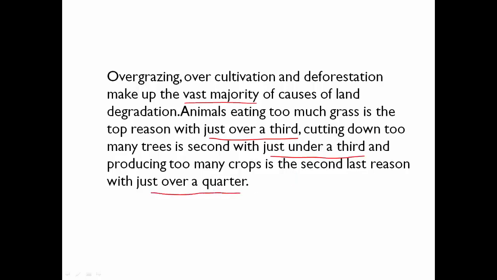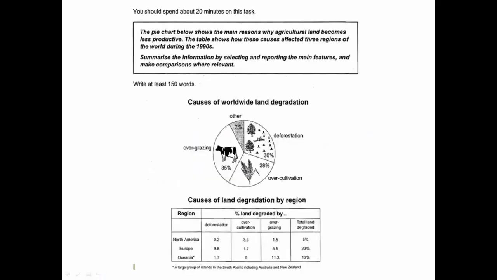So underlined is my data. Just over a third, just under a third, and just over a quarter. There are some other things I want you to think about. I've changed overgrazing to animals eating too much grass, and I've changed deforestation to cutting down too many trees. And I've changed overcultivation to producing too many crops. So I've varied my language a little bit, and I've done that just by defining what deforestation, overcultivation and overgrazing mean. Next, that is our paragraph done for causes of land degradation, the pie chart.